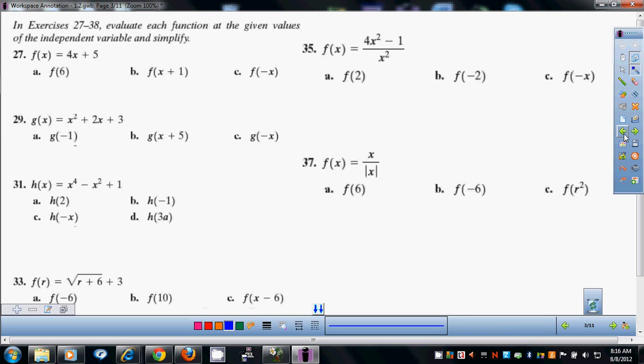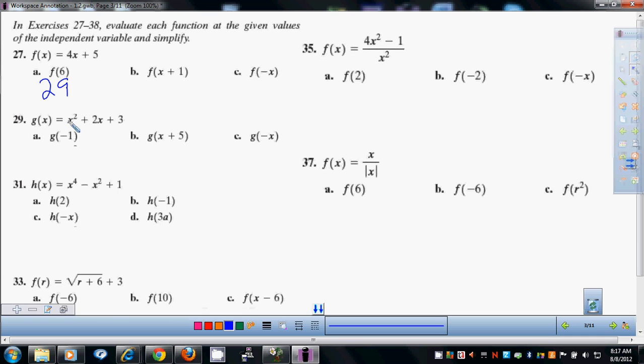So, number 27. Caleb, this says plug a 6 into your f function. So you're going to plug a 6 into your x, and what's that going to give you? Very good. 6 times 4 is 24, plus 4 is 29. Very good. That's all you have to do. Go to your function, plug in that number.